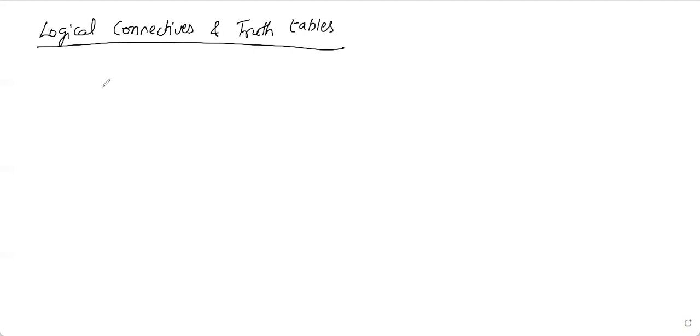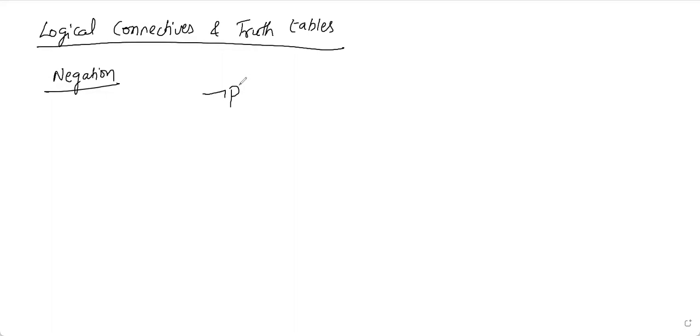Let us look first at the proposition called negation. A proposition obtained by inserting the word not at the appropriate place in a given proposition is called the negation. So the negation of a proposition P is not P, which is read as not P.